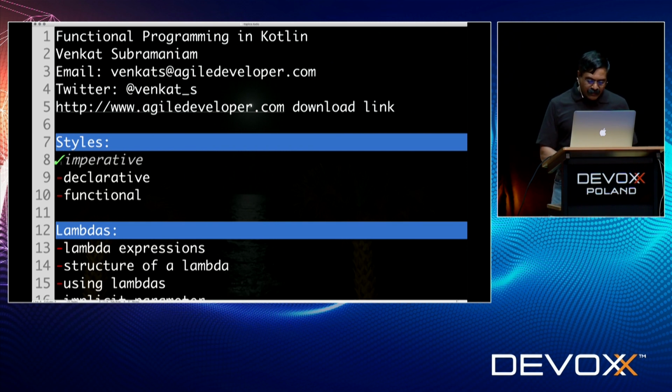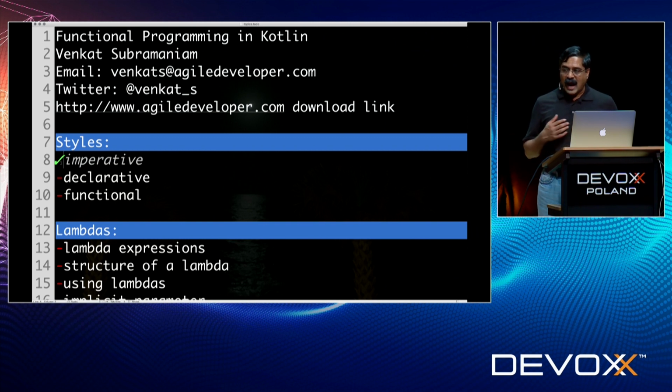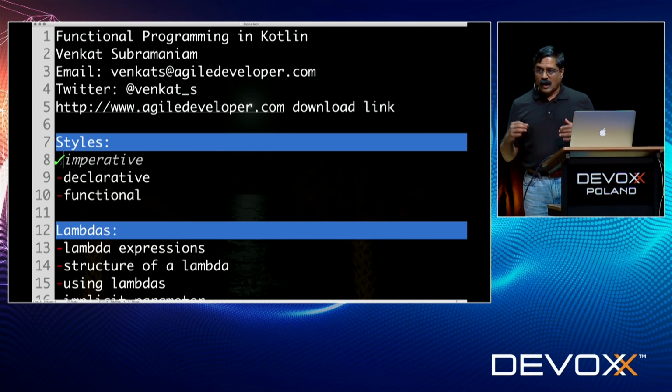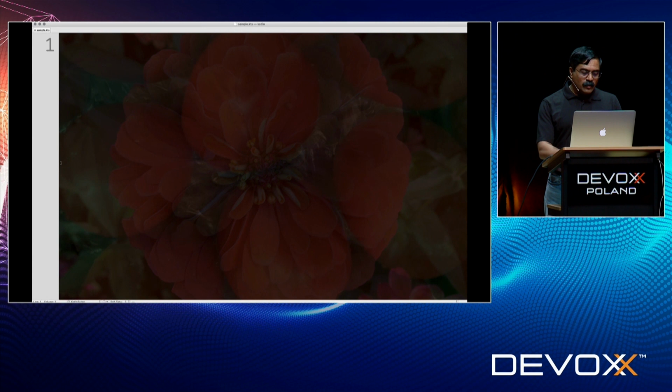In the imperative style of programming, we show what to do, but also we tell how to do it. So the entire burden of writing the code with all the details falls on our shoulders. Let's look at an example really quickly.